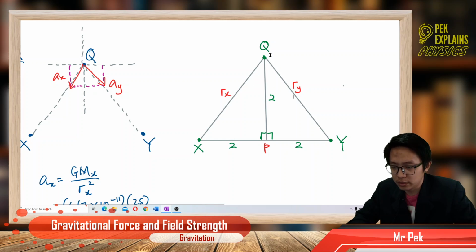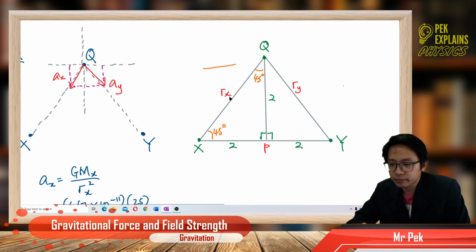So these two are also the same side, 2 and 2. So we can say we got the angles. This one should be 45 degrees. This one also should be 45 degrees because it's the same side. Okay. So yeah, we can use Pythagoras theorem to find the Rx.